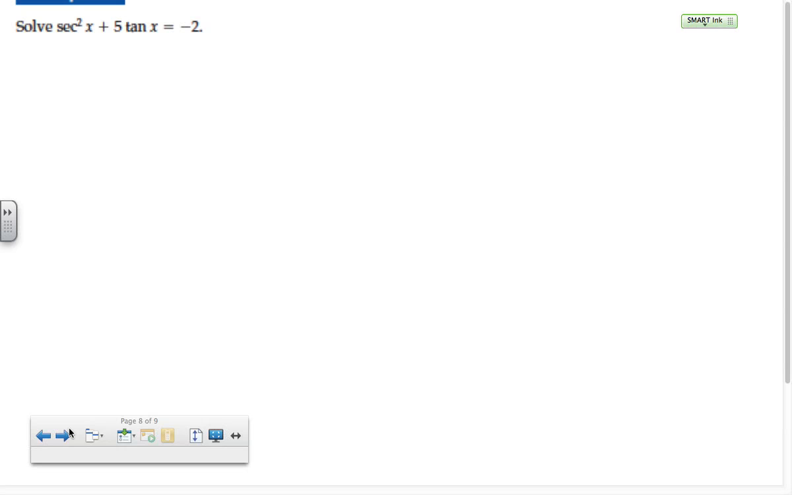Solve secant squared x plus 5 tangent x equals negative 2. The very first thing I need to do is look at the fact that I have secant squared and a tangent, and I do not want those in there together. So I'm going to change that secant squared to tangent squared plus 1. I can do that because I know from my identities that I can. So I'm going to change this to tangent squared x plus 1 plus 5 tangent x.